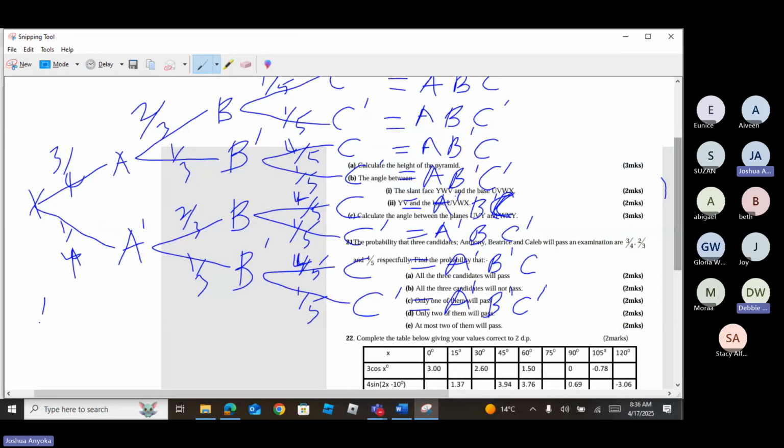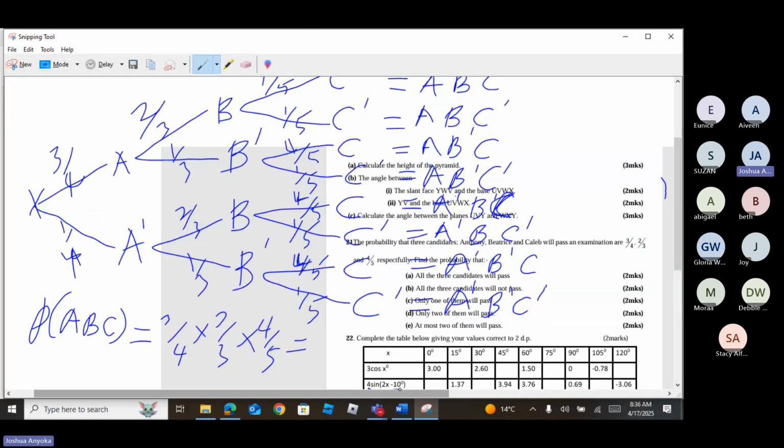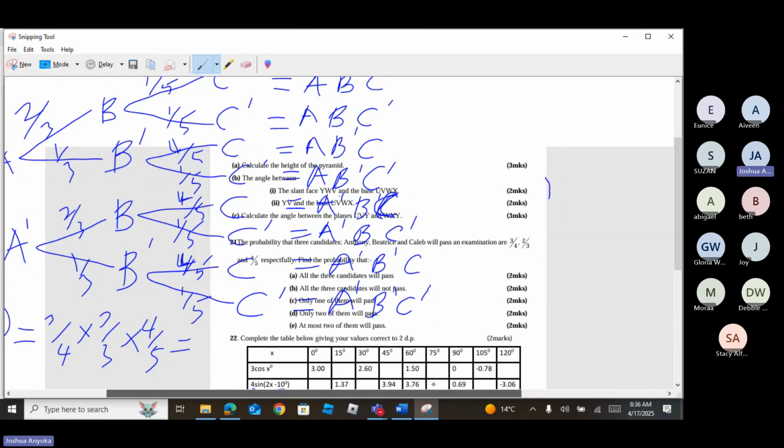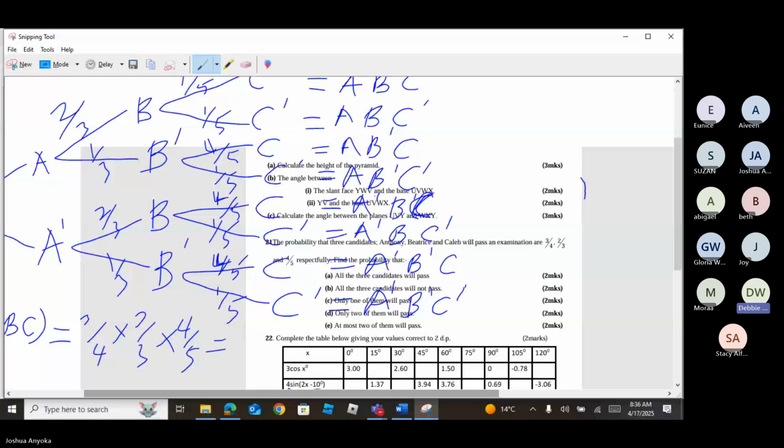So it is the probability of Anthony passing, Beatrice passing, and Caleb passing, which will be equal to 3/4 times 2/3 times 4/5. We get the answer. That's Roman 1. Then Roman 1, what is the answer? 2/5. 2/5. Good.